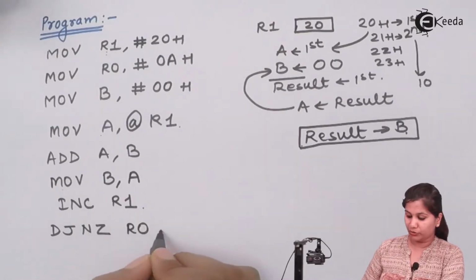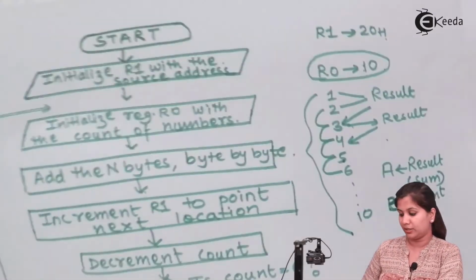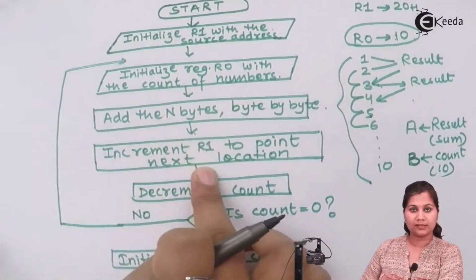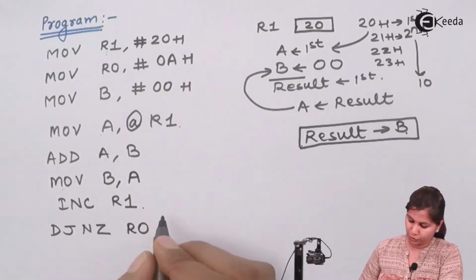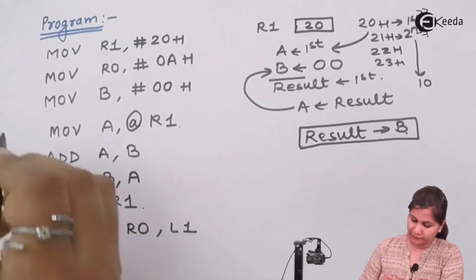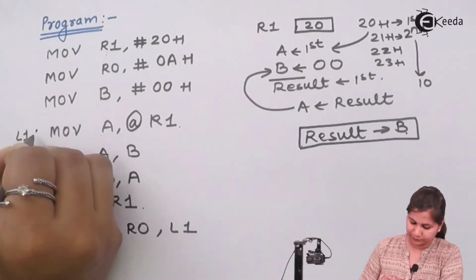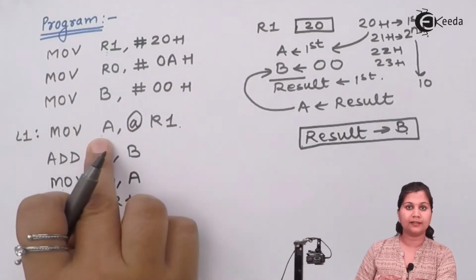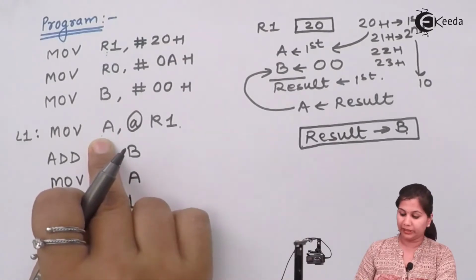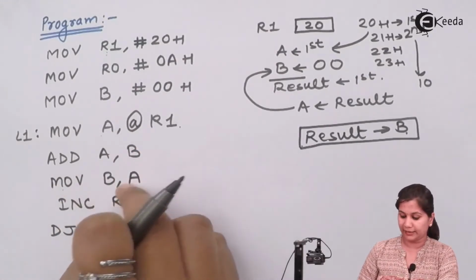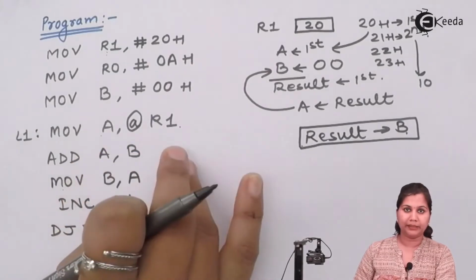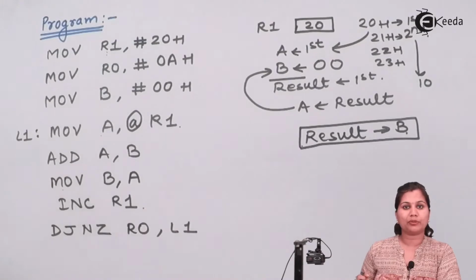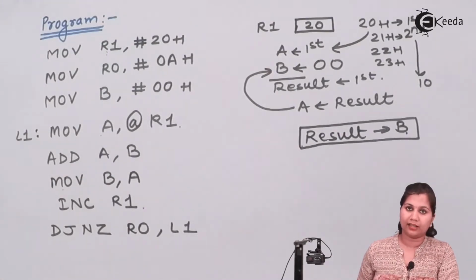Now where is it going to jump? If this count is not 0, then you have to repeat the process again. So it will jump to L1, and L1 is here. Again R1 is moved into the accumulator. Again A and B will be added and the addition process will be repeated. So until and unless all the 10 numbers are added, the process will be repeated again and again.